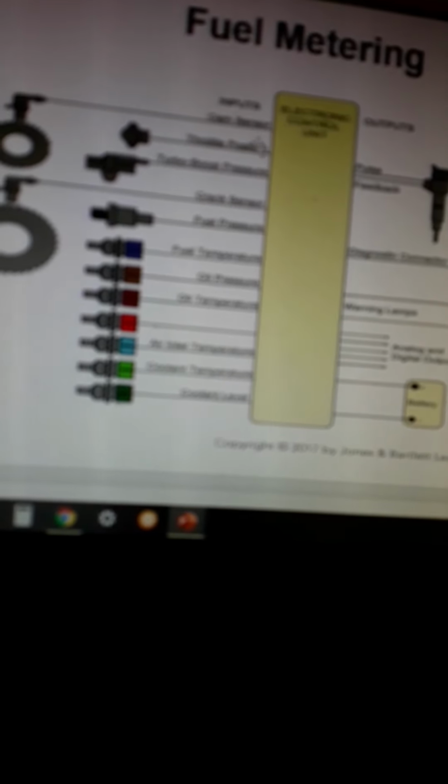Now everything's electronic, so just to fire this injector, the computer has to have all these inputs: a cam sensor, throttle position, turbo boost pressure, crank sensor, fuel pressure, fuel temperature, oil pressure, oil temperature, air inlet temperature, coolant temperature, and coolant level.